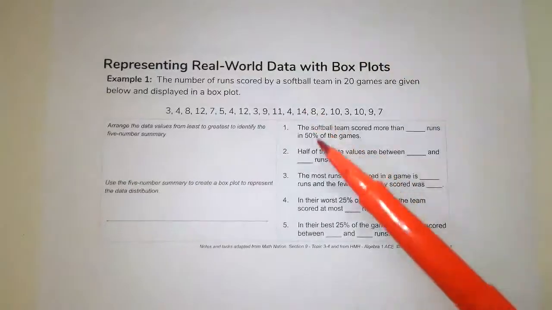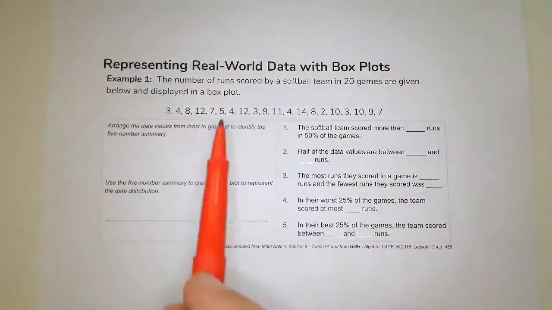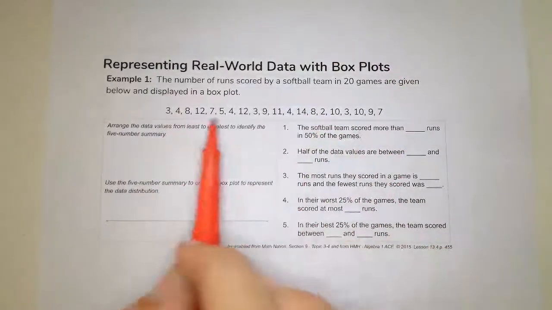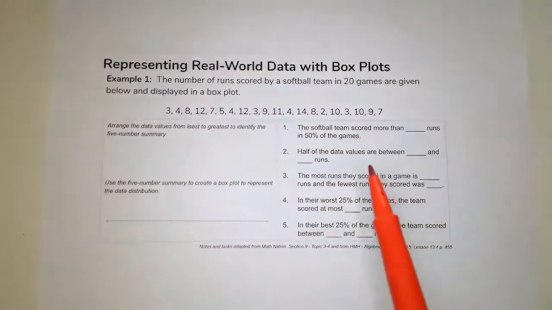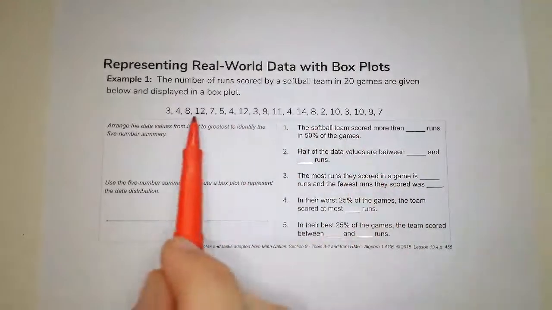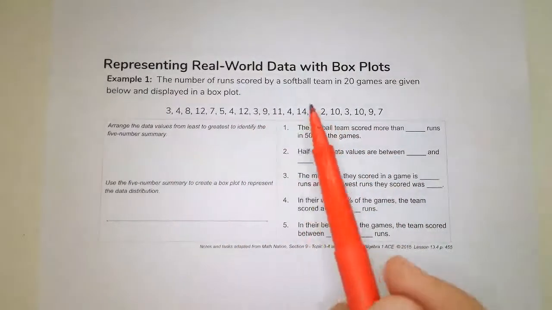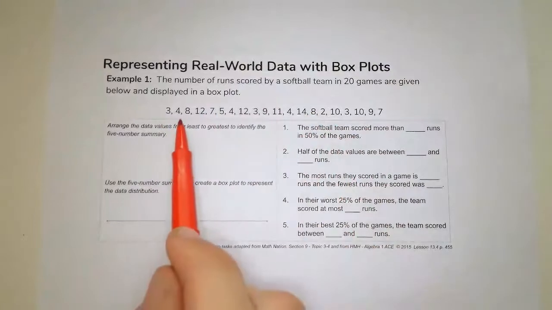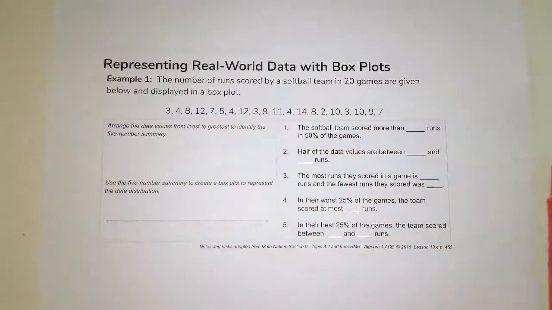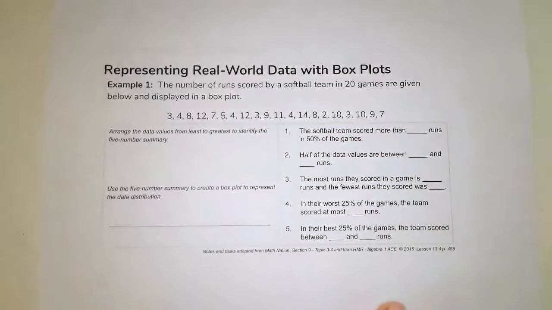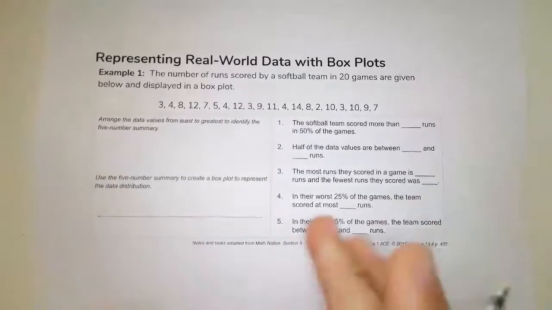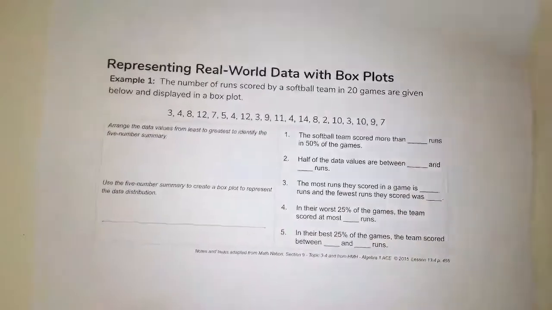So the first thing that we want to do here is we have all of this data here and it's out of order. So that's really annoying, especially because there's a lot of data points there, 3, 4, 8, 12, there's a lot. So the first thing we need to do is we need to put it all in order. So I'm going to do that right down here just so we have a better visual for it.